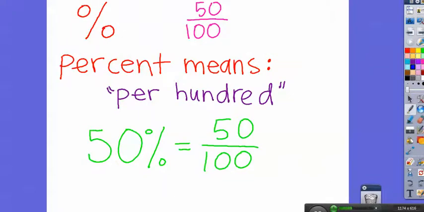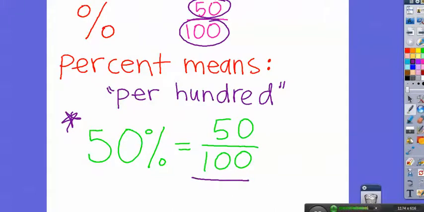Now I want to take a look at percents. And percent means per 100. And what we are going to look at for percent is the ratio in which the first term is compared to 100. So as a percent, if we look at 50%, that's equal to 50 over 100.